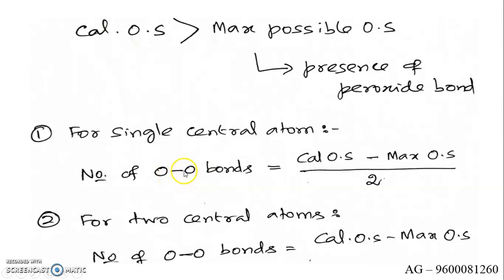You know very well, an oxygen-oxygen single bond is called a peroxide bond. So how to find the number of peroxide bonds? The number of peroxide bonds is calculated oxidation state minus maximum possible oxidation state, over 2. This formula is applicable if the molecule contains a single central atom. Suppose the molecule contains two central atoms, then the number of peroxide bonds can be calculated using this formula: calculated oxidation state minus maximum oxidation state. This directly gives you the number of peroxide bonds whenever two central atoms are present. Are you clear?